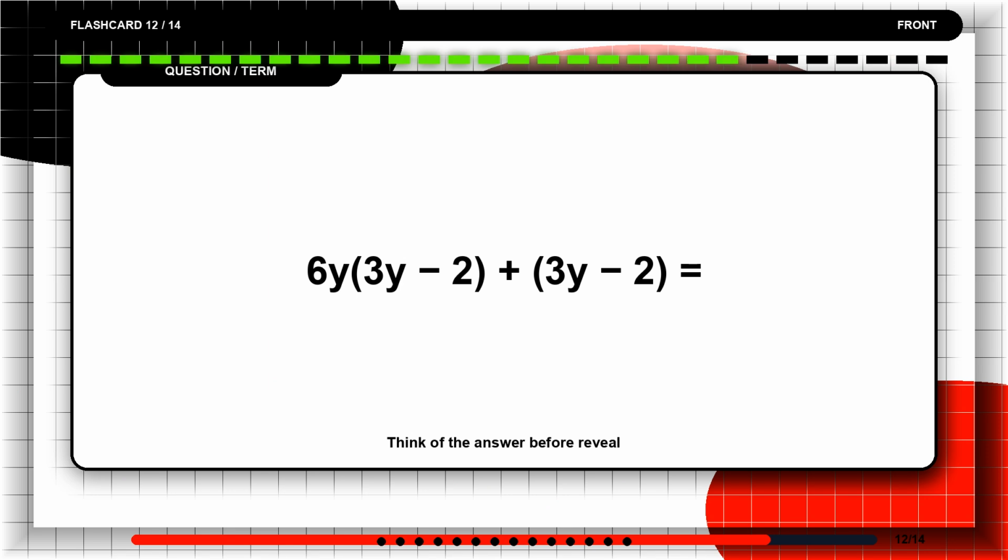Flashcard 12. 6y(3y minus 2) plus 3y minus 2 equals. Pause and think of the answer before the reveal.